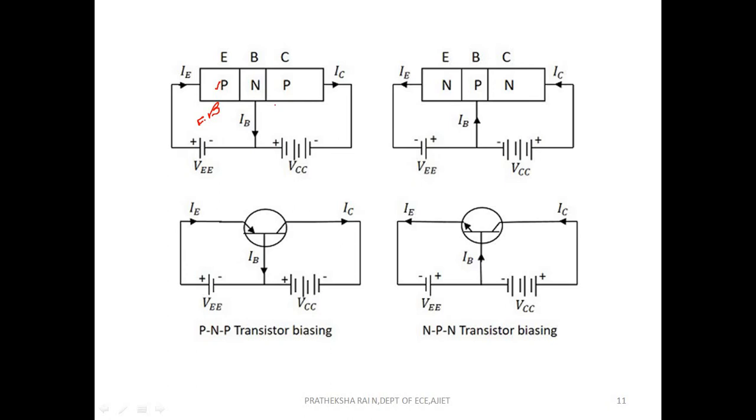Okay, forward bias. What about this? The P side is connected to the negative terminal, and the N side is connected to the positive terminal. So this is reverse biased. Okay, that is in the case of PNP.